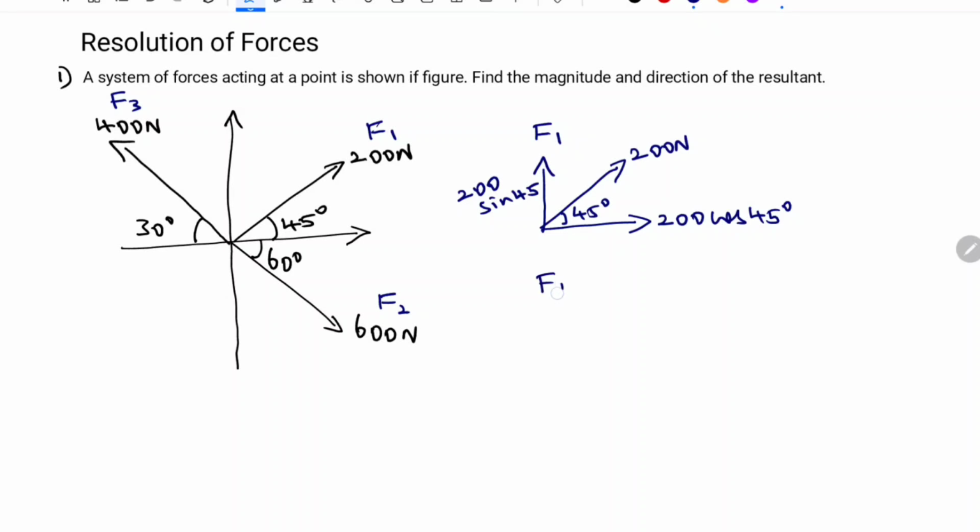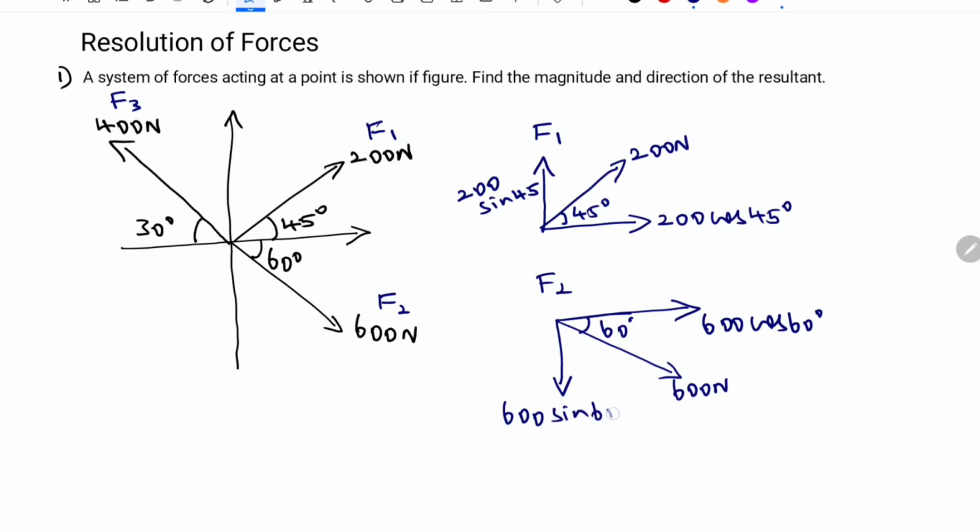Now moving to F2. So the F2 600 Newton is acting like this with an inclination of 60 degree from the horizontal side. So let us resolve this. So the magnitude is 600 Newton. So the horizontal component will be acting from left to right. So the magnitude of the horizontal component is 600 cos 60 degree. And the vertical component is acting in the downside, so it will be like this and the magnitude will be 600 sin 60 degree.